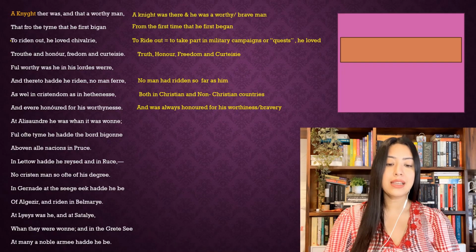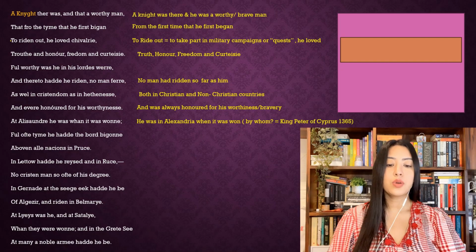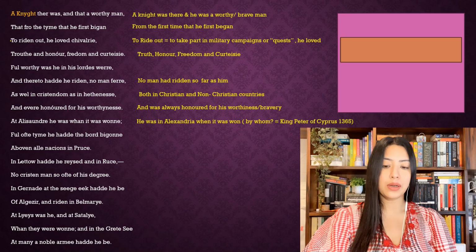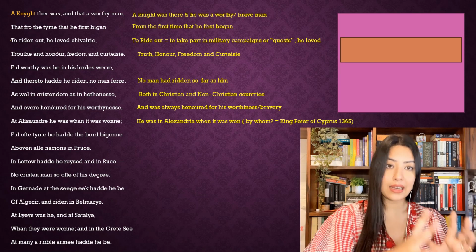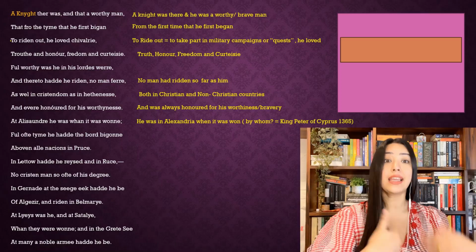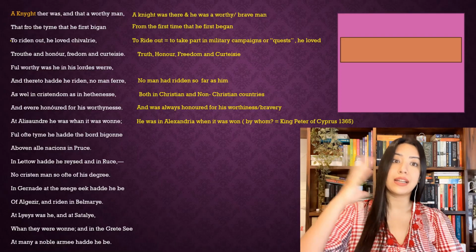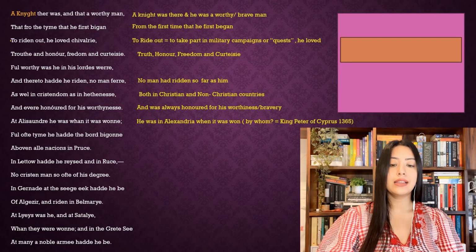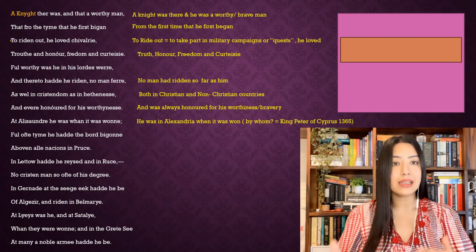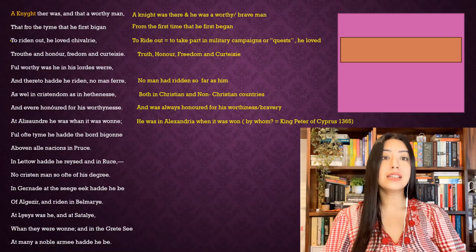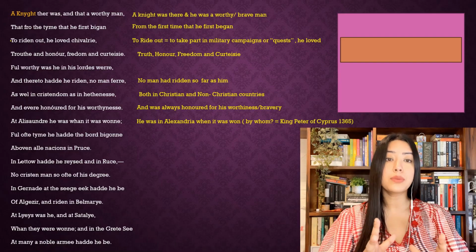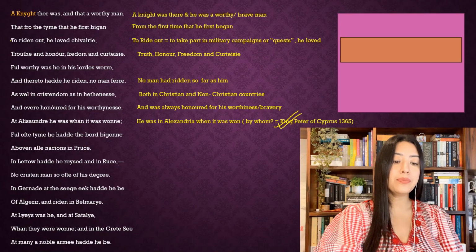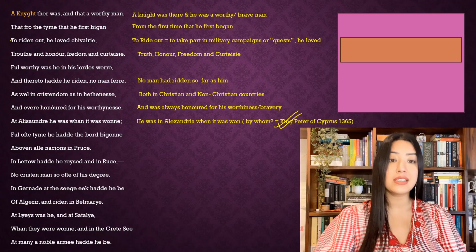So he was in Alexandria when it was won. Alexandria is a place. Here he says, at Alexandria he was when it was won. So when Alexandria was sieged, when it was taken over, when it was attacked and taken over, he was at that place at that time. Now you have to understand that this is a historical event. Alexandria was actually won in 1365 by whom? Who is this historical figure who had attacked Alexandria? It was King Peter of Cyprus. In 1365 the siege had taken place.